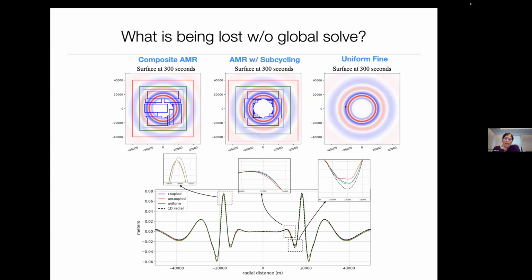Just to show you what it looks like, here's a comparison of what we get with a global solve at the finest level, compared with some solves with subcycling in time and a composite AMR, which I implemented. It all looks very close. You can see some changes from the uniform fine grid, but we feel that the cost savings from not doing the global solve and using mesh refinement are worth it.